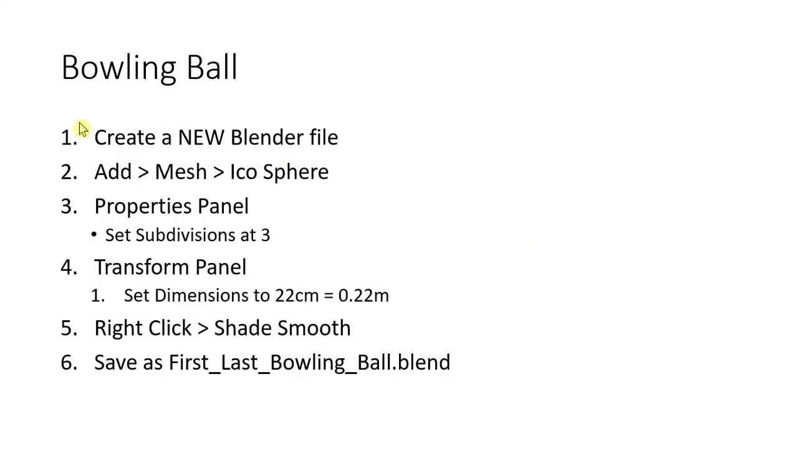So for this first part, you're going to open up a brand new Blender file. You're not going to open your pin file. You're going to add Mesh Icosphere. In that little properties panel that you only get one chance to use, you're going to set the subdivisions to 3. And then in your transform panel, you're going to change the dimensions like we talked about to 0.22 meters or 22 centimeters. Then you'll right click and shade smooth and then save it with your first and last name, bowlingball.blend.